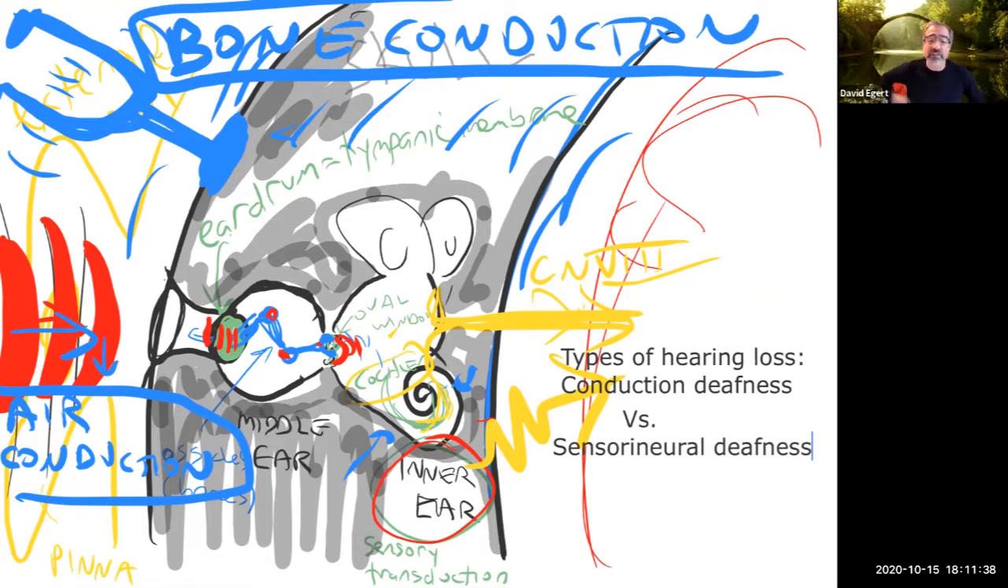Sensory neural deafness can be further down. It could be also in the nerve or even in the cortex or something, but something on the neural side is not working. It's not that the sound isn't getting where it's supposed to. It's just the next steps of converting it into an electrical signal and a perception are not working.